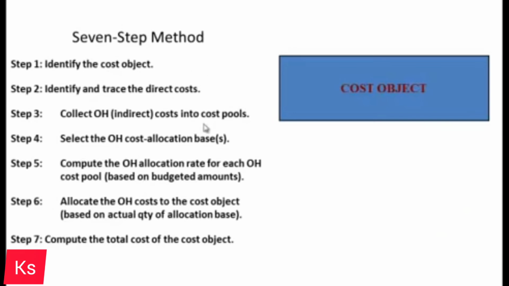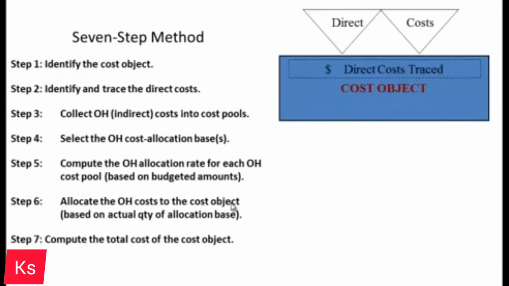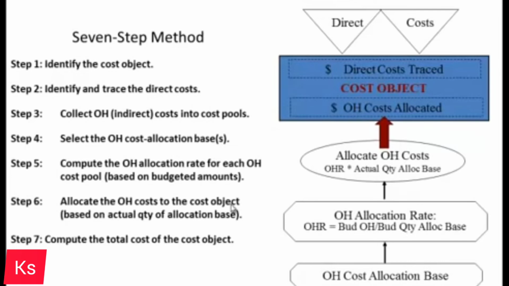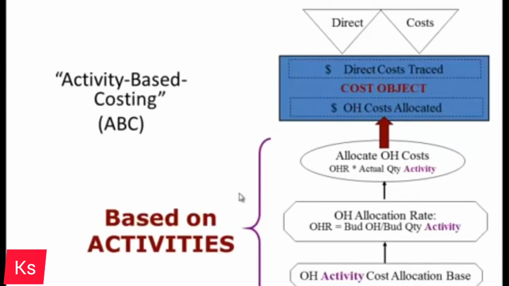So recall my 7 steps for product costing. In an activity-based costing system, you still trace direct materials and direct labor. That's no different under any costing system. That will always be done. You're still going to go through the process of allocating overhead. The only difference is you're allocating overhead based on activity consumption by the different products.